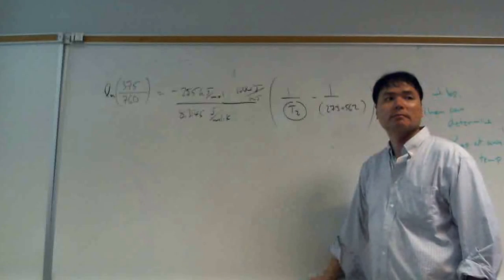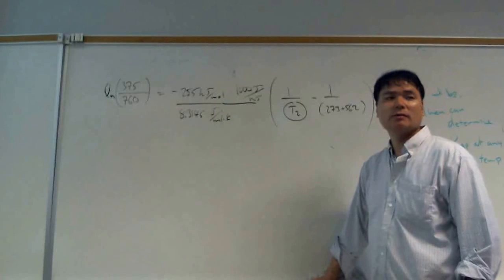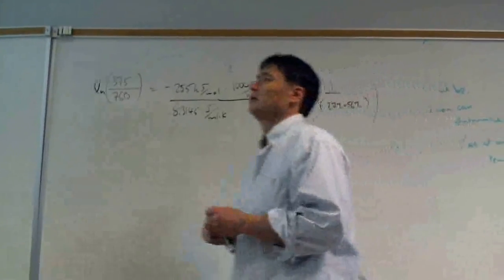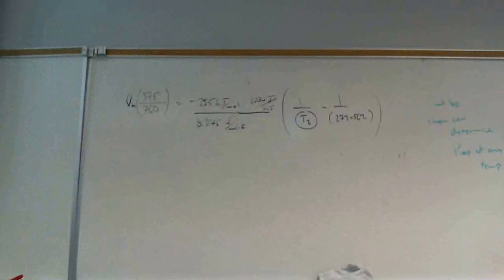I didn't know they changed P1 or P2. Why is P1 760? Because they told us the boiling point. The normal boiling point means under normal atmospheric pressure. What is normal atmospheric pressure? 760. So you have to have a number.